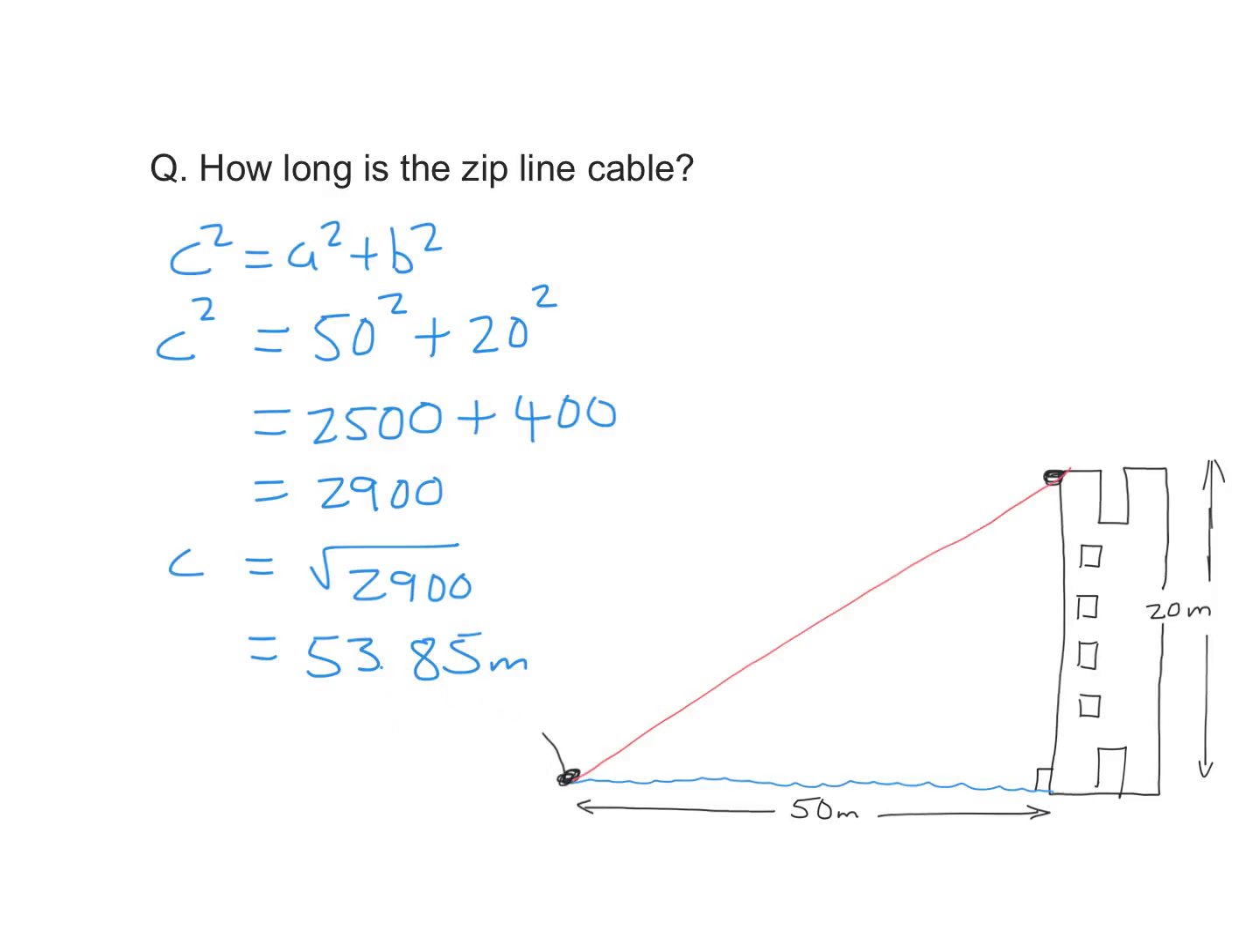Obviously that is rounded to 2 decimal places. So there you can see 2 little examples on how to apply Pythagoras' theorem to problems that you may encounter.